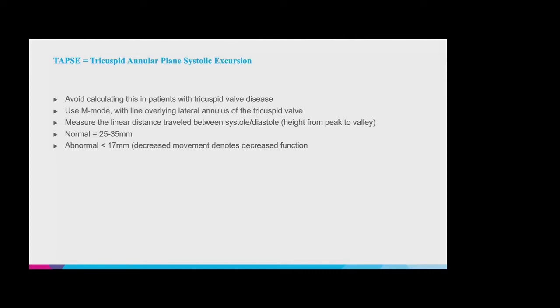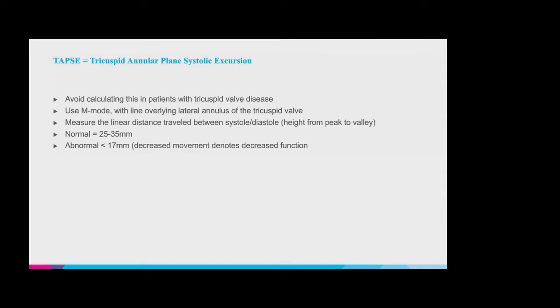And what you want to do is, if you have a good apical 4-chamber view where you can really appreciate the tricuspid valve and the lateral free wall, you want to use your M mode or motion mode and put that line over the lateral aspect of the tricuspid valve. There's going to be like a little prominence away from the free wall. And it's going to be right next to the tricuspid valve, and that's where you're going to put your M mode. And really what you're going to do is measure the linear distance traveled between systole and diastole. So it's going to be a height measurement from peak to valley.